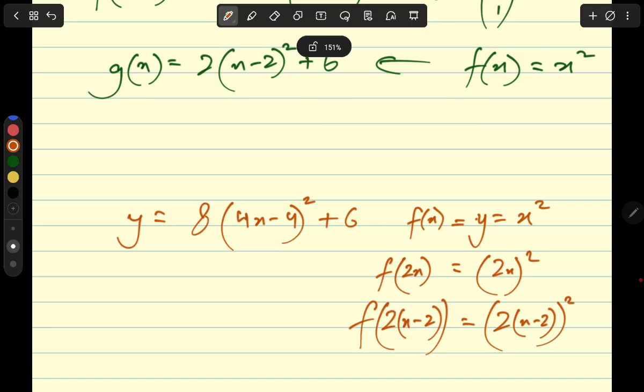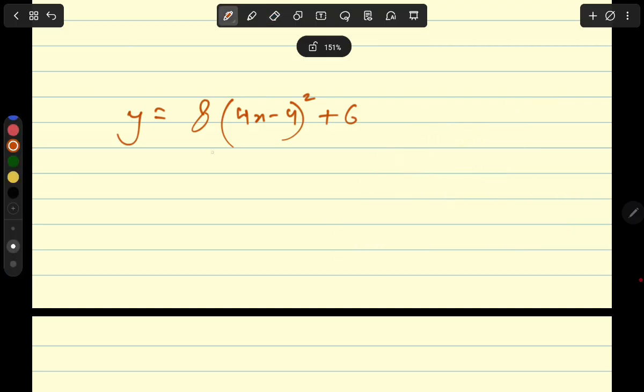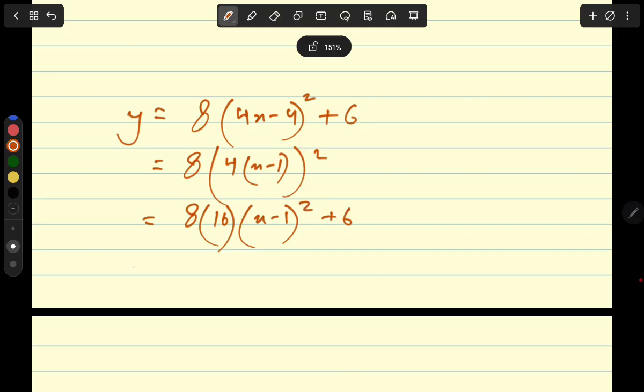Actually this is 1, so this is x minus 1, so now you put a minus 1 here. There is a slight confusion here, so let's deal with it. This is actually 4 times x minus 1 whole square, so this is nothing but 8 times 16 and then x minus 1 whole square plus 6. So you first rewrite it as 128 times x minus 1 whole square plus 6. This makes your life easier.